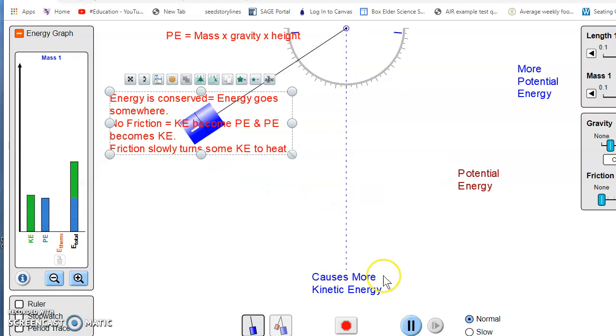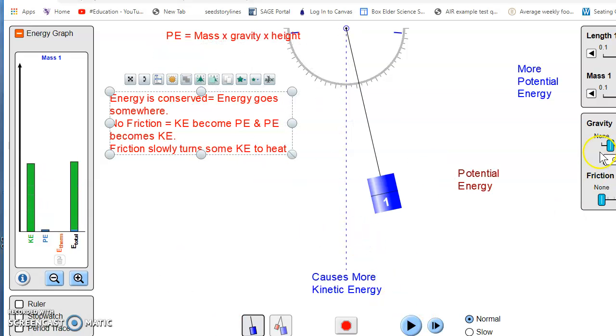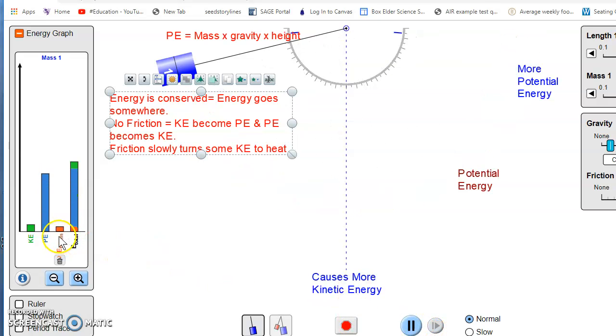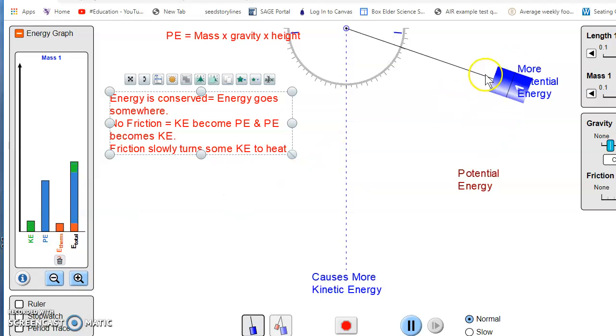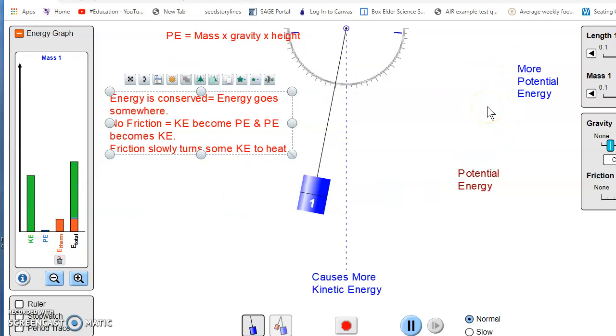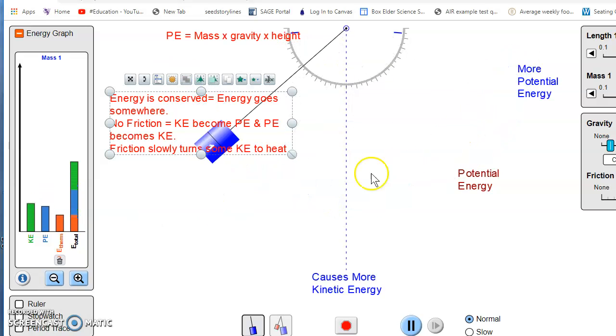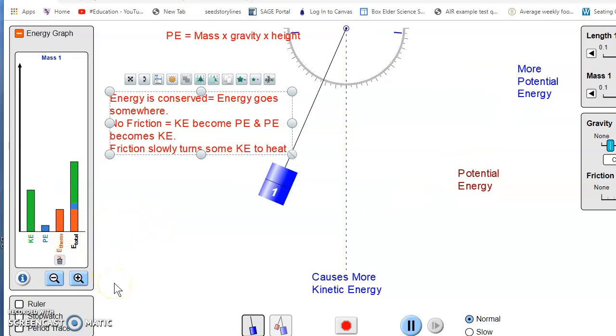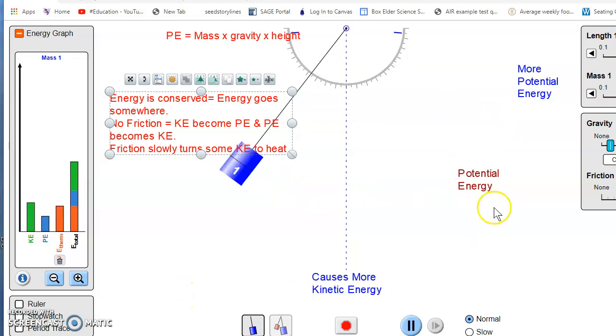But we live in a world where we have friction. So once I add friction, notice that what's going to happen is we're going to slowly start gaining heat. So each fall is just not going to be quite as tall as the previous one because it's slowly becoming heat from friction. So that's the main takeaway from this lesson.